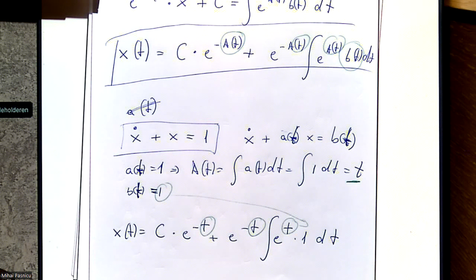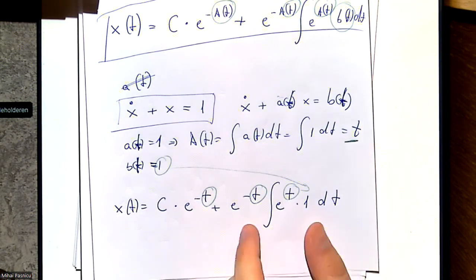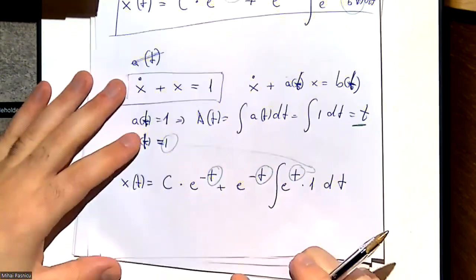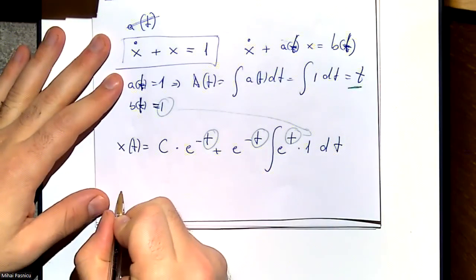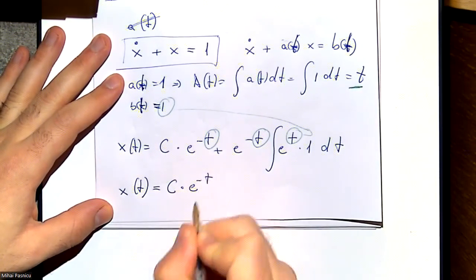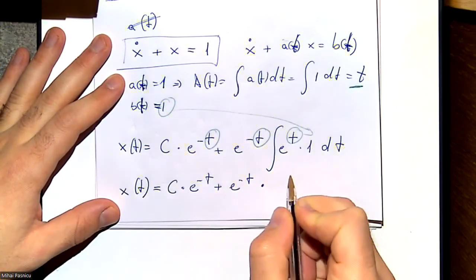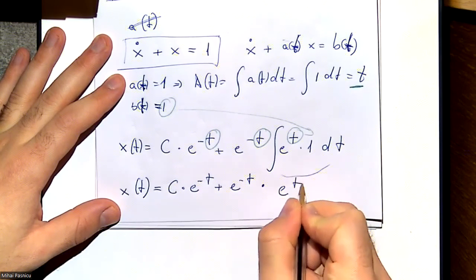Now, I lied a little bit. You have partially solved it. You need to solve this integral. That's why I said differential equations in general are just integrals hidden as that thing. Right now I need to solve this integral. Luckily I gave an easy example, because that's just e to the t. So c times e to the minus t plus e to the minus t times this integral, which is just e to the t.